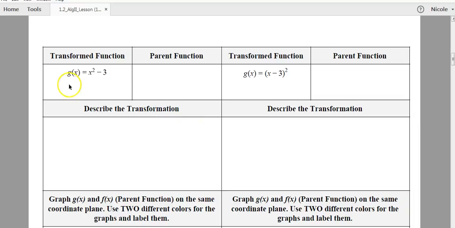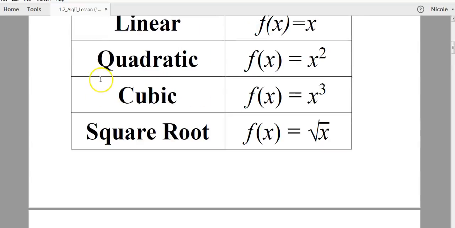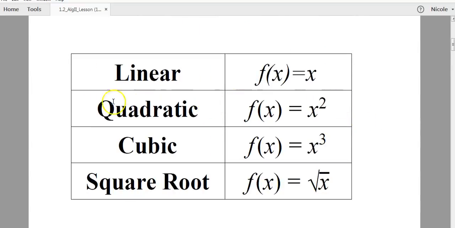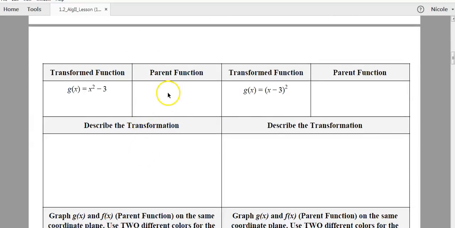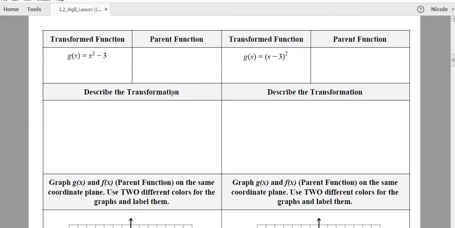So let's look at the first one here. g of x is equal to x squared minus 3. All we have to do is look at our exponent here. So x squared, go back up here. x squared, simple as that. So we know that this one has a quadratic parent function. Let's cover all our parent functions first here.